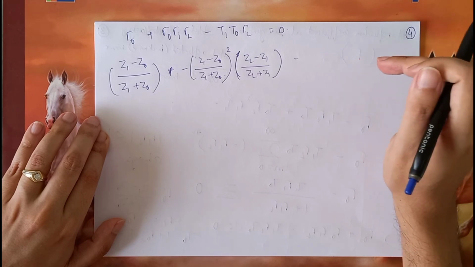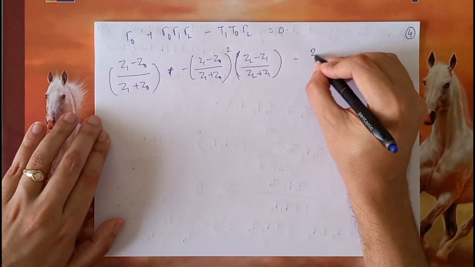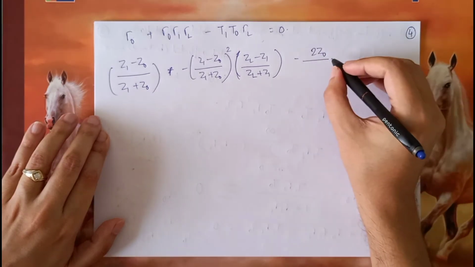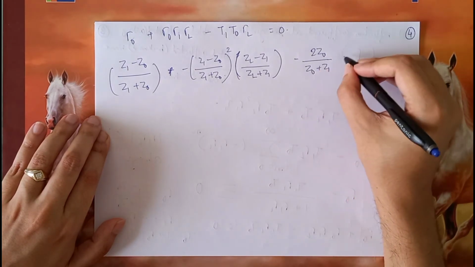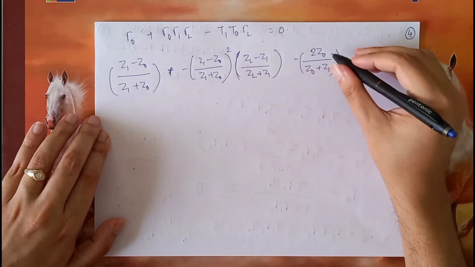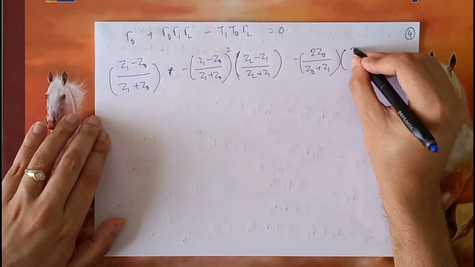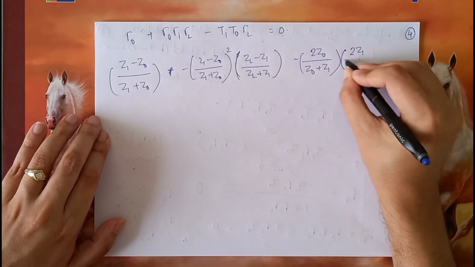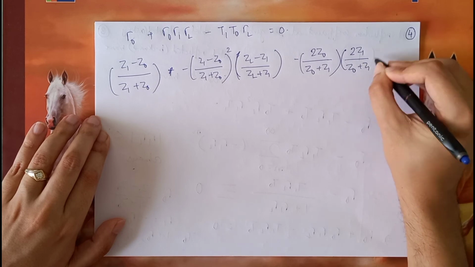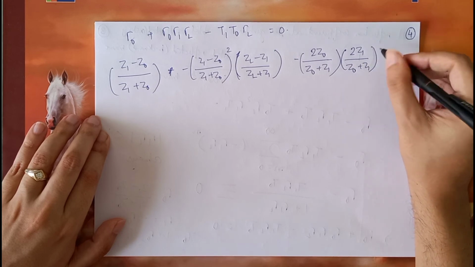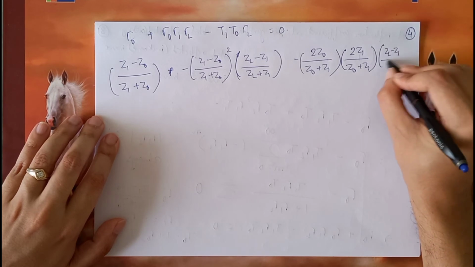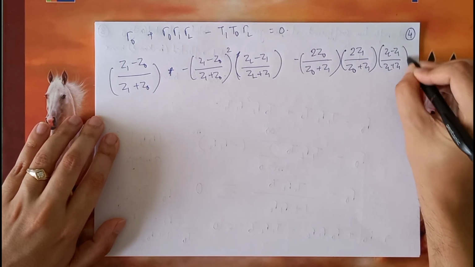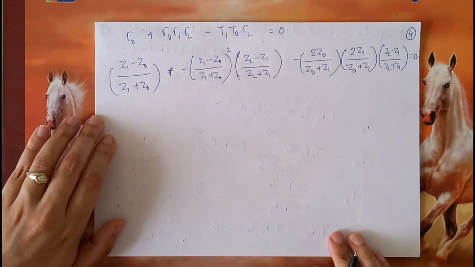T1 would be what? 2Z0 divided by Z0 plus Z1. T0 is 2Z1 divided by Z0 plus Z1, and gamma L is this, ZL minus Z1 divided by ZL plus Z1. This should be equal to 0, right?